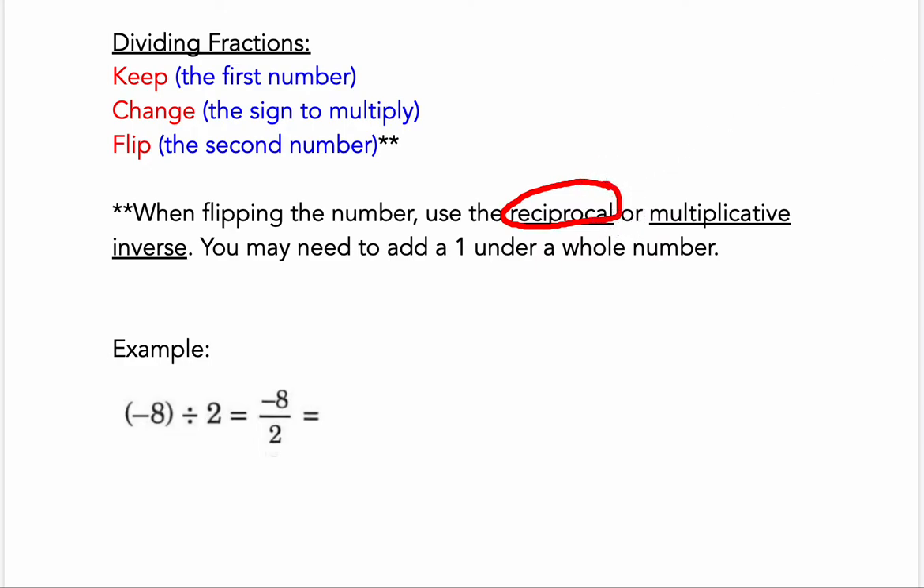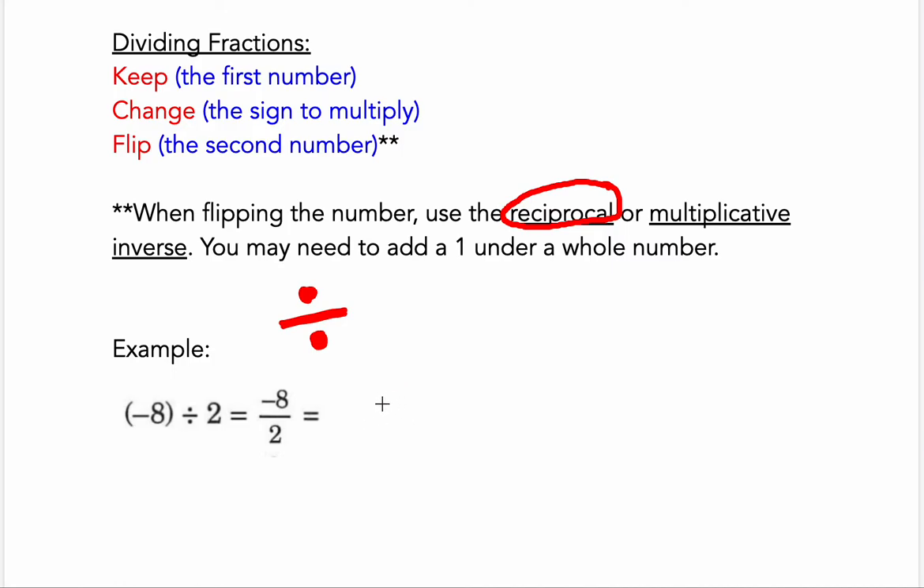So let's take a look at this example. -8 divided by 2, which could also be written with a fraction bar. So the fraction bar also tells you divide. So if you just see a fraction bar, it's really meaning division, because remember, the division sign is kind of like having one number on top and one number on the bottom with the bar. So if you see that, that just means division. So we have -8 divided by 2.